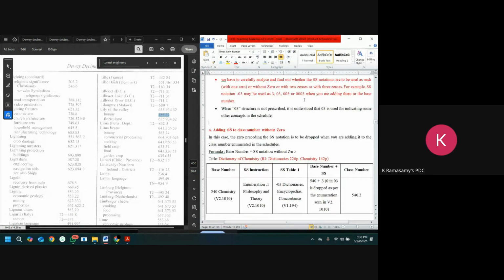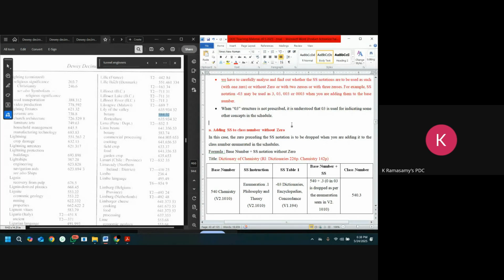Okay. So, dear participants, let me begin with table 1. As I told you, you can add numbers taken from table 1 standard subdivision to any DDC number, either with insertion or without insertion. First, we will see what kind of instructions will be available in the schedules and how you have to add SS numbers to the individual DDC numbers.